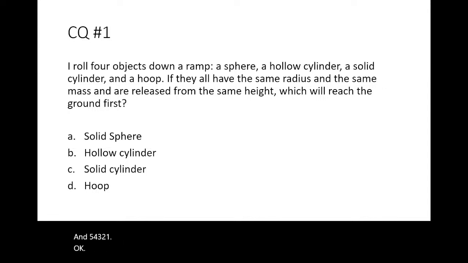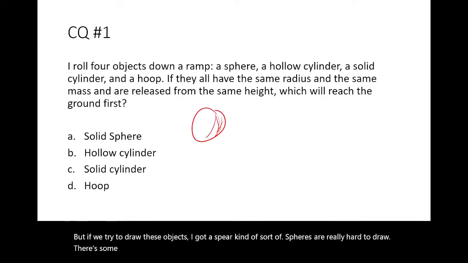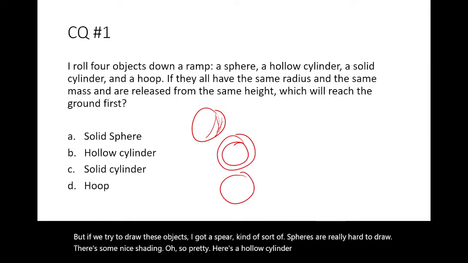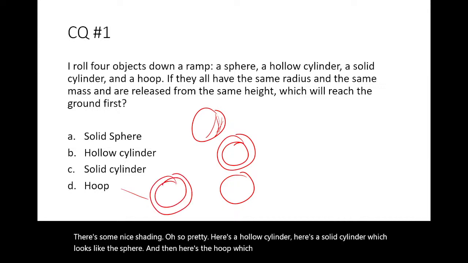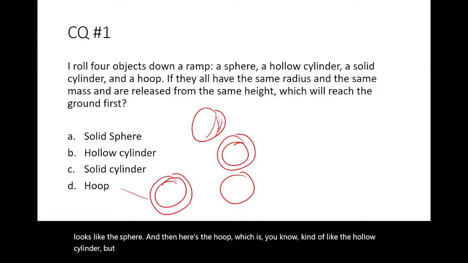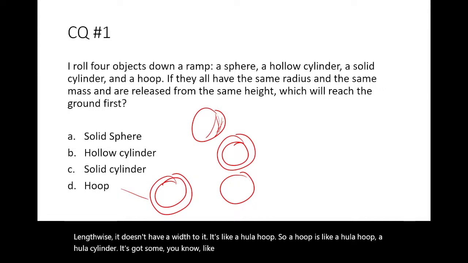Okay, so this is kind of tricky to draw. But if we try to draw these objects, I got a sphere, kind of, sort of. Spheres are really hard to draw. There's some nice shading. Here's a hollow cylinder. Here's a solid cylinder, which looks like the sphere. And then here's the hoop, which is kind of like the hollow cylinder, but lengthwise, it doesn't have a width to it. It's like a hula hoop. A hollow cylinder is like a PVC pipe.